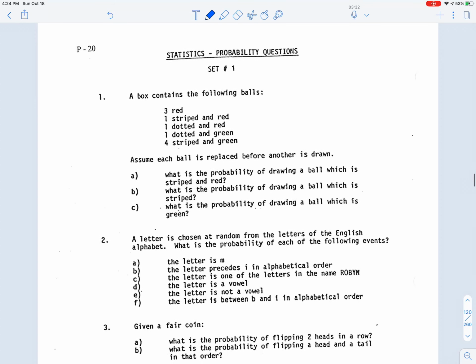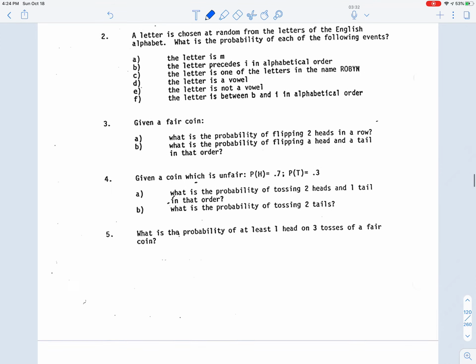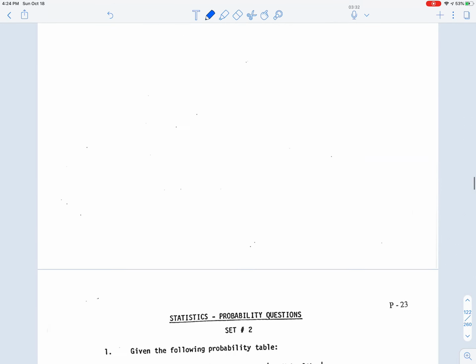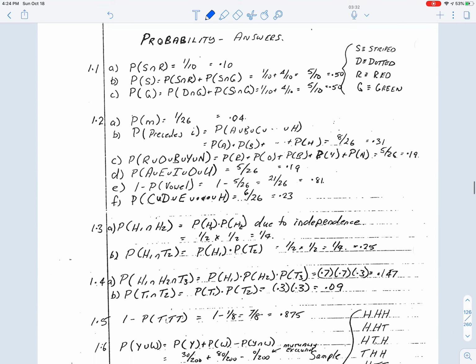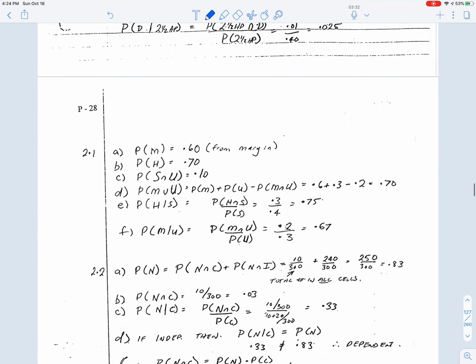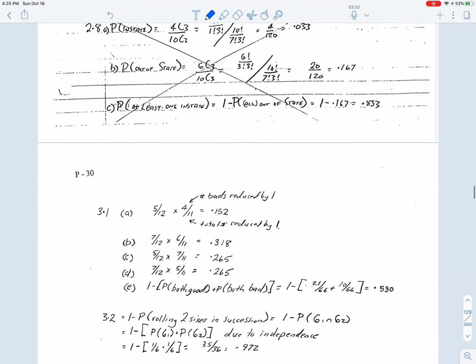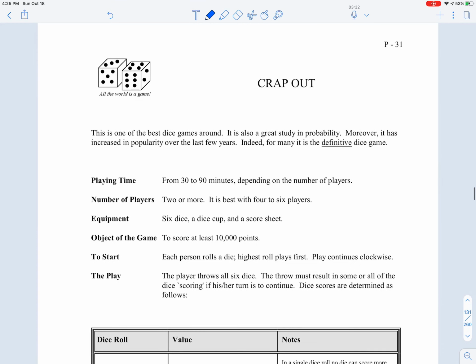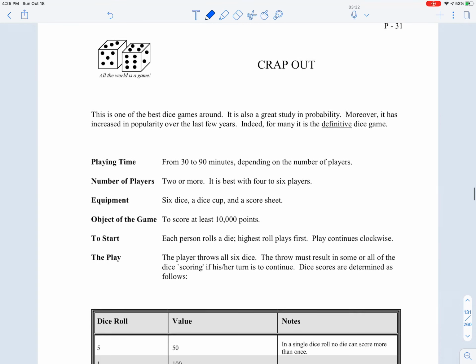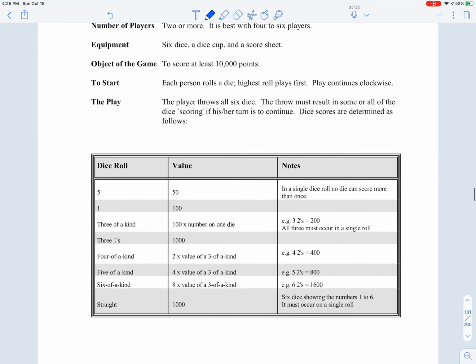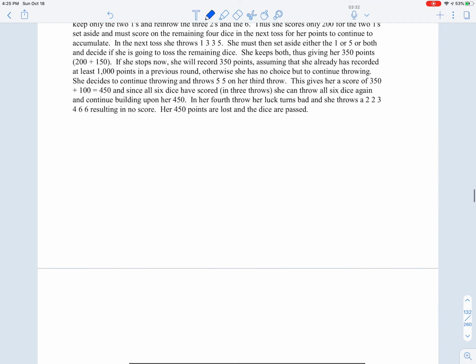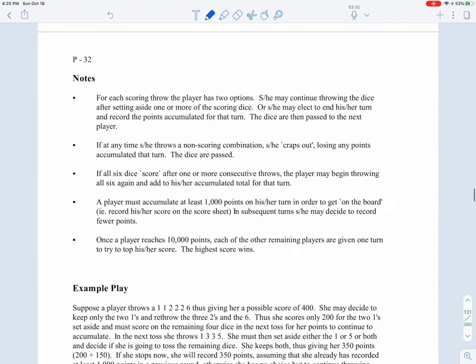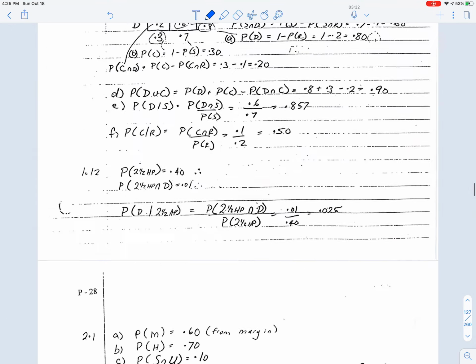At the end of this, there's a bunch of problems that you can work through, and please, please, please do these. These are really important problems to work through. And of course the answers are here. And at the very end, there's a great dice game. I like dice games because they deal with probabilities. You don't have to know how to play this game, but if you want to take a break, it's really a fun game. That'll take us to the end of Unit P. Then we'll get into the binomial distribution.